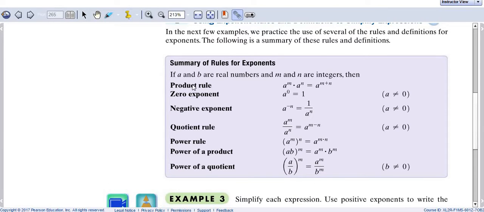There are a few rules. There's the product rule, the zero exponent rule, the negative exponent rule, the quotient rule, power of a product rule, and the power of a quotient rule. And so basically, what the rules say is if I am multiplying two things with the same base, I can add their exponents. So a to the m times a to the n becomes a to the m plus n.